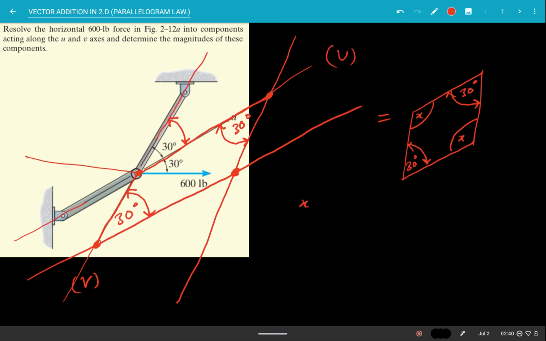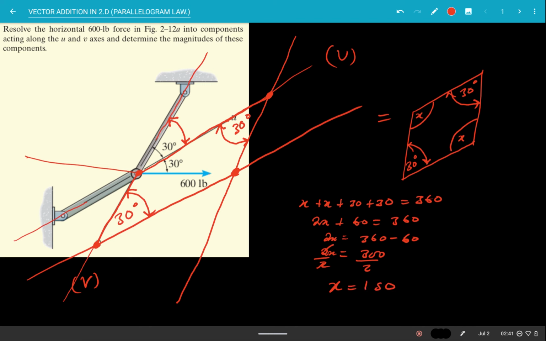So I'll say x plus 30 plus 30 is equal to 360. So this is 2x plus 60 is equal to 360. So 2x is equal to 360 minus 60. So 2x is equal to 300, divided by 2, x is equal to 150 degrees. So now we know that the angle here is 150. So this is 150, and this 150.